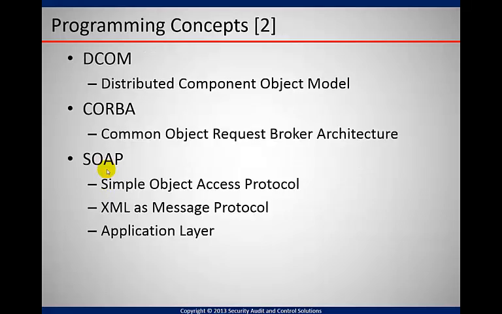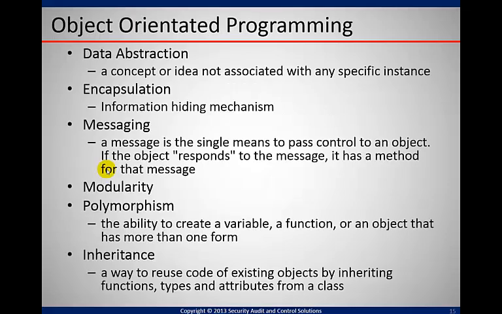When we look at the Distributed Component Object Model, these are older technologies still used in some systems. We have CORBA, Common Object Request Broker Architecture, also being pushed out for later technologies. The later technology used for programming between system communication and distributed programming is SOAP, which is Simple Object Access Protocol. It uses XML as a message protocol and sits at the application layer.